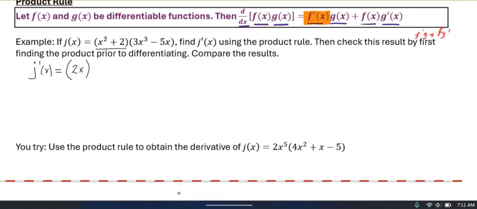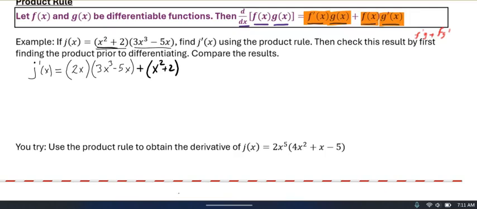Okay, and then the rule says just times the second function as is. Don't change it at all. So the second function is the 3x cubed minus 5x. Just leave that as is. All right, and then going on with the formula, plus the first function as is. Okay, plus the first function, back to x squared plus 2 as is. Don't change it. Times the derivative of the second function.